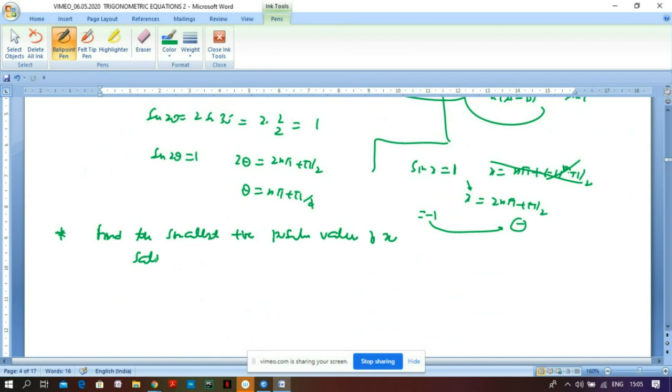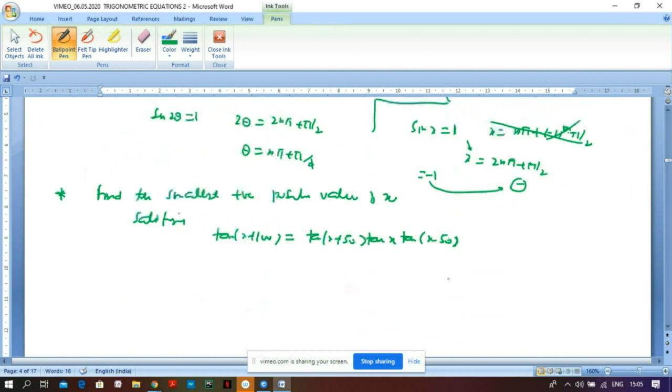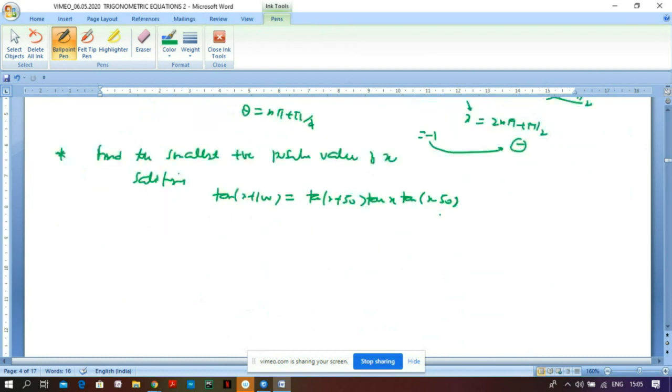satisfying, so they gave one system, satisfying tan of (x plus 100) equals tan of (x plus 50) times tan of x times tan of (x minus 50). I'm omitting the degree, it is of course degree. You want x in degrees, the least positive. Now that looks quite big because a lot of tans are there.